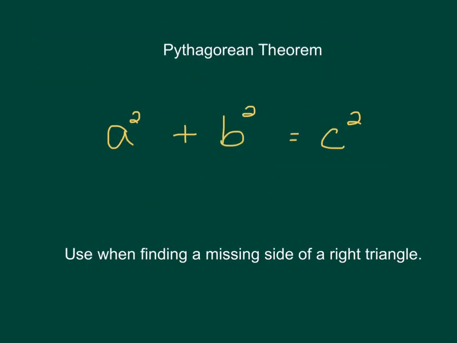Okay, in our next examples, we'll be doing some application problems, and some of them will involve right triangles, and so we're going to use the Pythagorean theorem, which is a squared plus b squared equals c squared, and we use that when we're finding the missing side of a right triangle. Now, if this is my right triangle, it doesn't matter which you label a and b, those can be switched. C is always this longest side, the hypotenuse, and it's always across from the right angle.